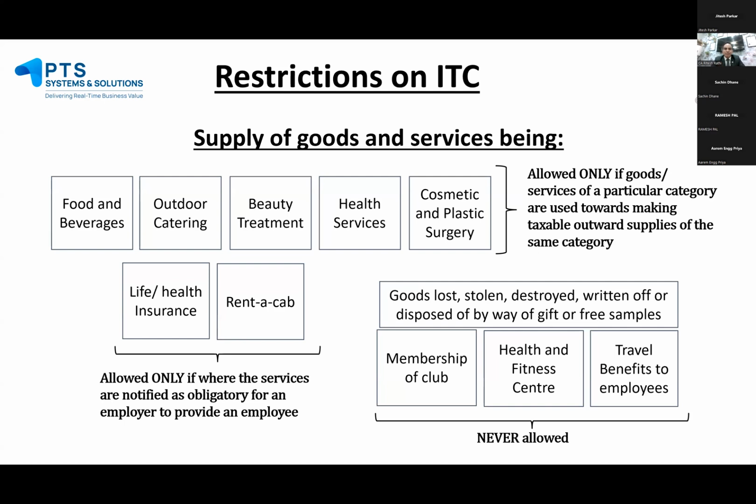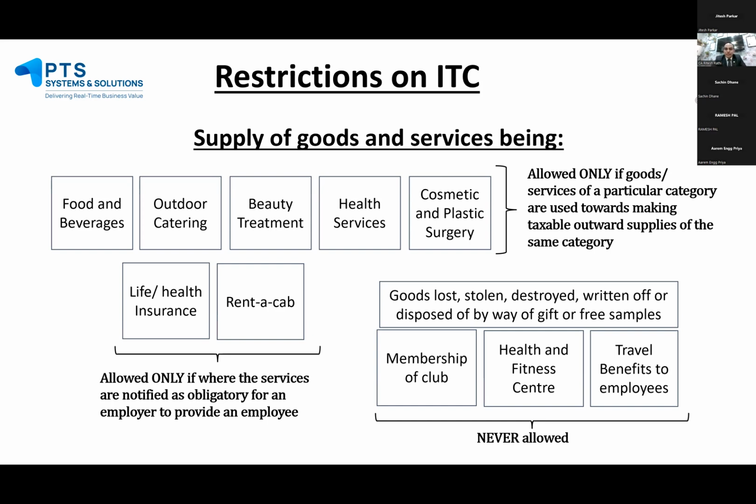And this you can never claim: if goods are lost, stolen, destroyed, written off, or disposed of in any way, or membership of health and fitness center, travel benefits to employees. Under no condition you can claim ITC of this. Remember, the most important in this is goods lost, stolen, destroyed, written off. So even if you write off an asset in books, then also you will have to reverse ITC. You cannot claim ITC. Next slide.